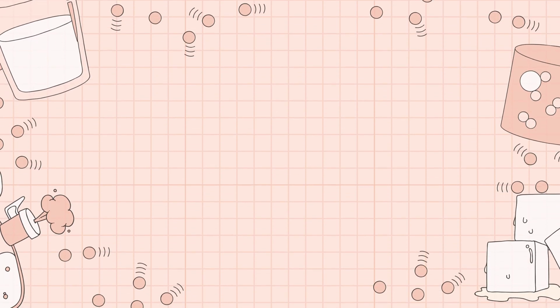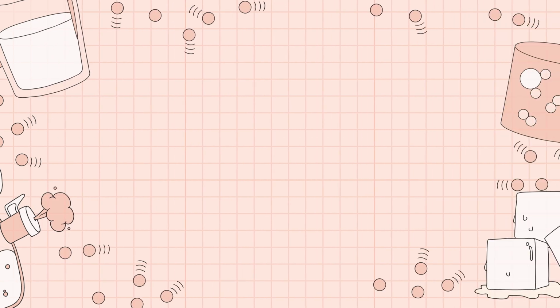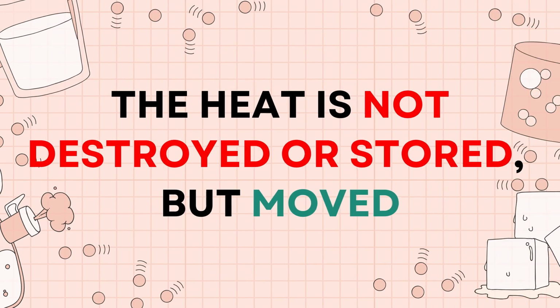According to the principles of thermodynamics, the total energy in a closed system must be conserved. This is the key factor. The heat isn't destroyed or stored, but moved. To make one thing colder, you must make something else warmer. The heat has to go somewhere.